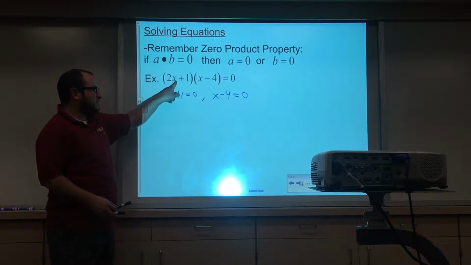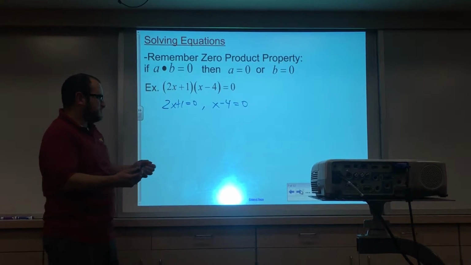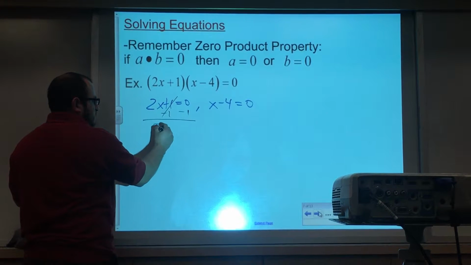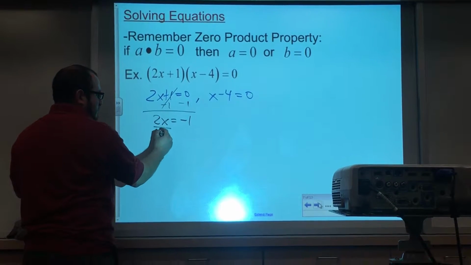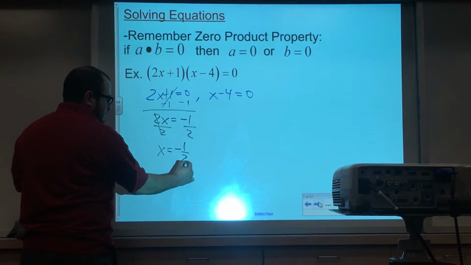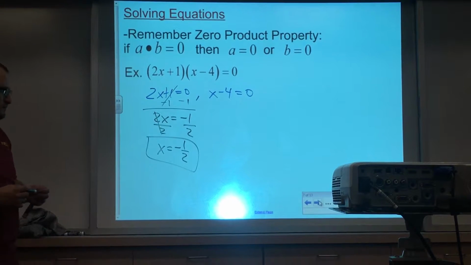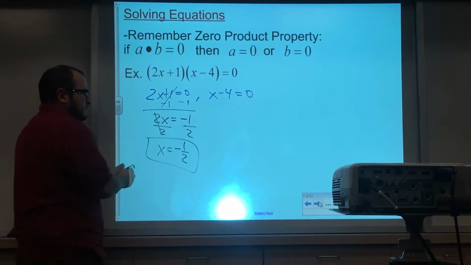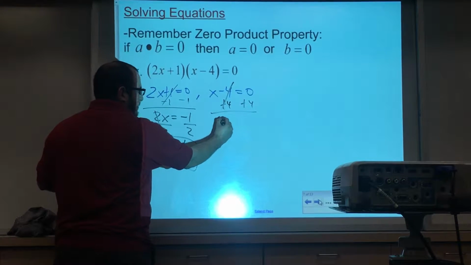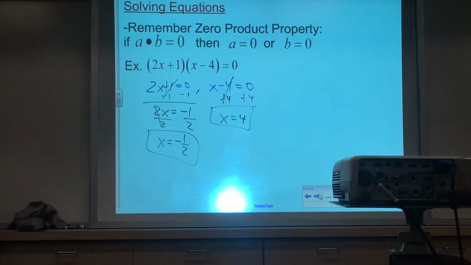So what does x have to be in order for this to be 0? What does x have to be here in order for this to be 0? So let's go ahead and solve this. Subtract 1 to both sides. 2x is equal to -1, divided by 2. X is equal to -1/2. Okay? Or x is equal to -1/2. All right, on this side, I just have to add 4 to both sides. And I've isolated x, so x is equal to 4.